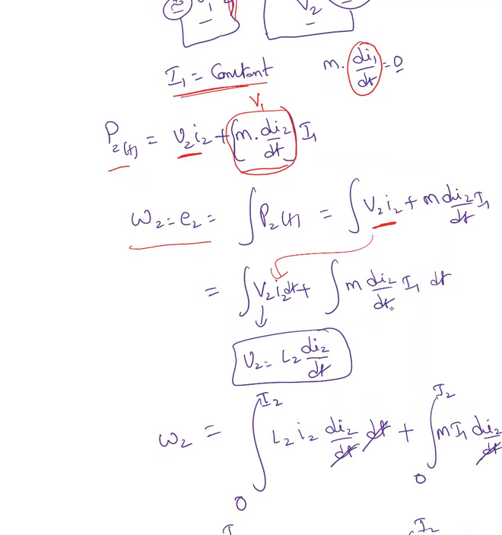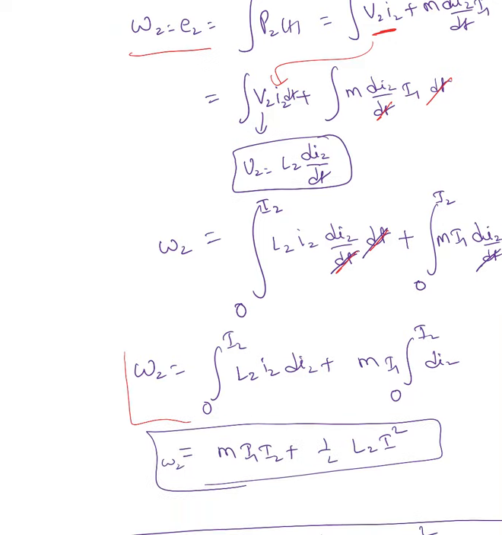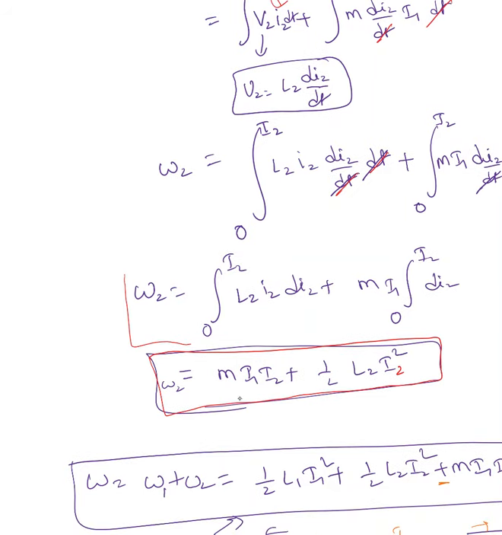Okay, so here dt gets cancelled, same thing, dt gets cancelled. So the total energy stored in coil 2 is equal to M times I1 I2 plus half L2 I2 square. This is also I2. That's the total energy stored in coil 2 as well as the total energy stored because of the mutual inductance.